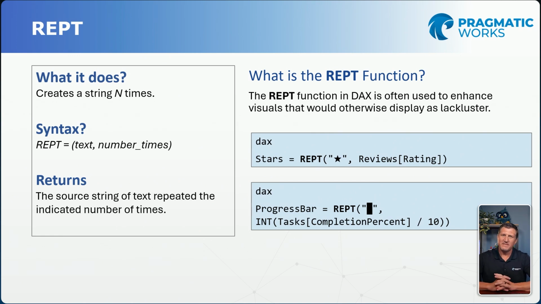This REPT function would be useful to enhance visuals that would otherwise display as lackluster. So for example, if we wanted to see progress bars or stars in our visuals, this is a common use case for the REPT function. Let's head over to our Power BI report and take a look at a use case scenario.